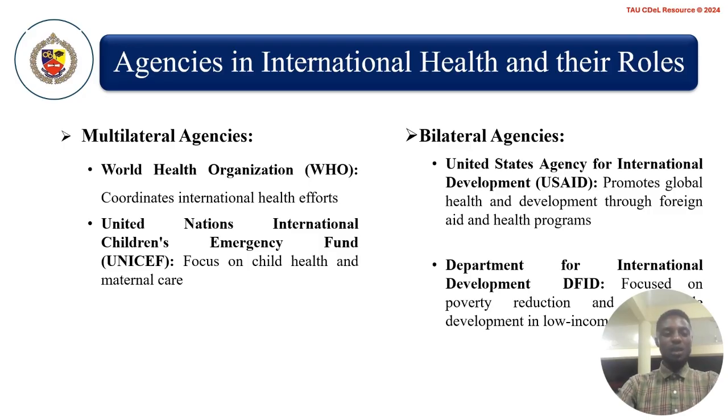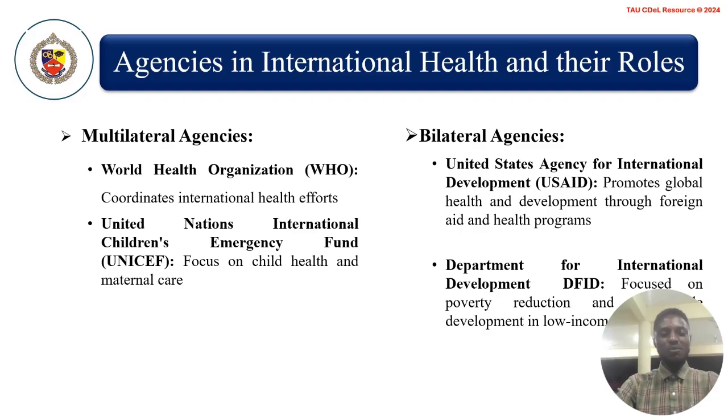So let me also quickly take us to the agencies in international health and their roles. We have multilateral agencies and we have bilateral agencies. For example, we have the World Health Organization, which is a multilateral agency. That is, it coordinates international health efforts. We also have the United Nations International Children's Emergency Fund, also known as UNICEF, which focuses on child health and maternal care.